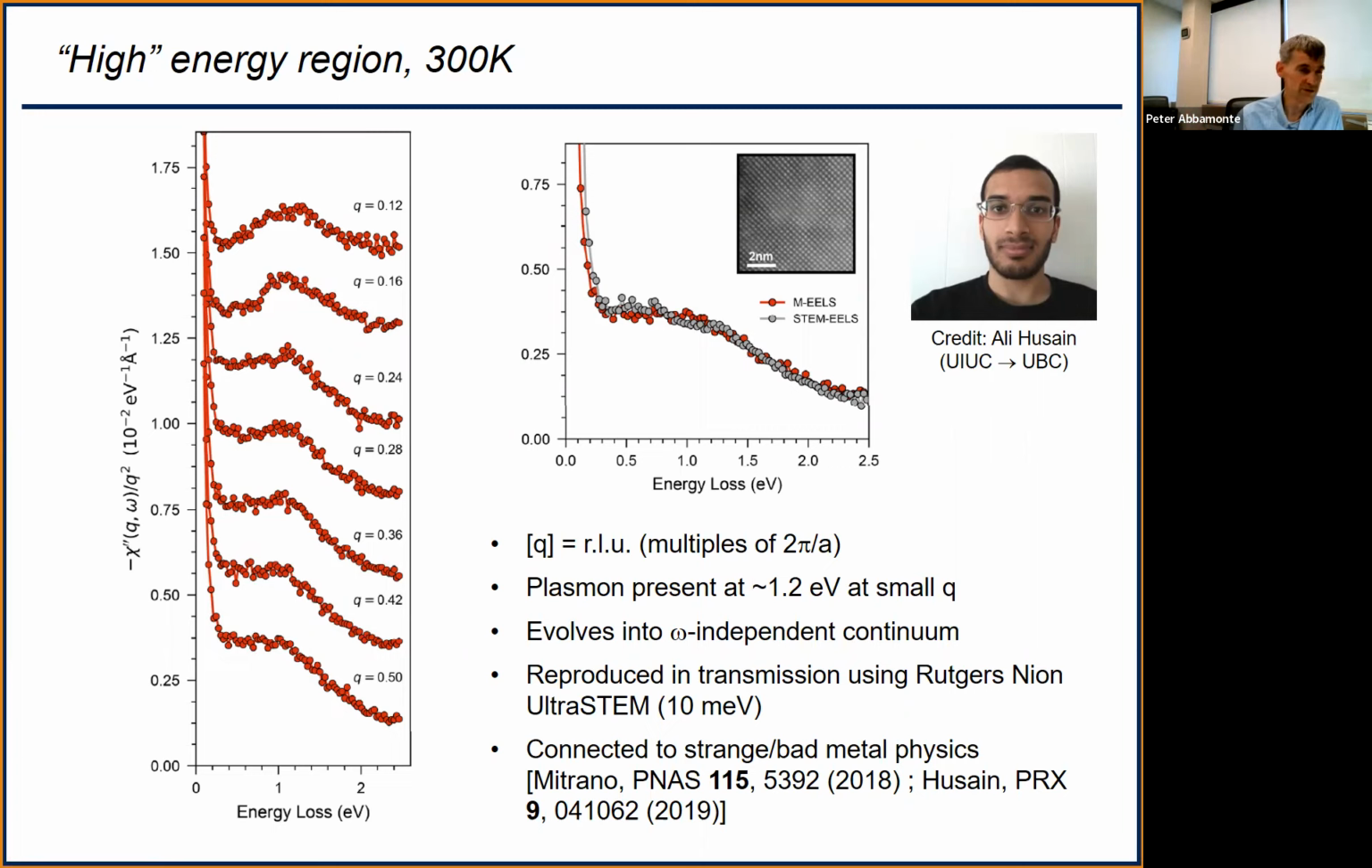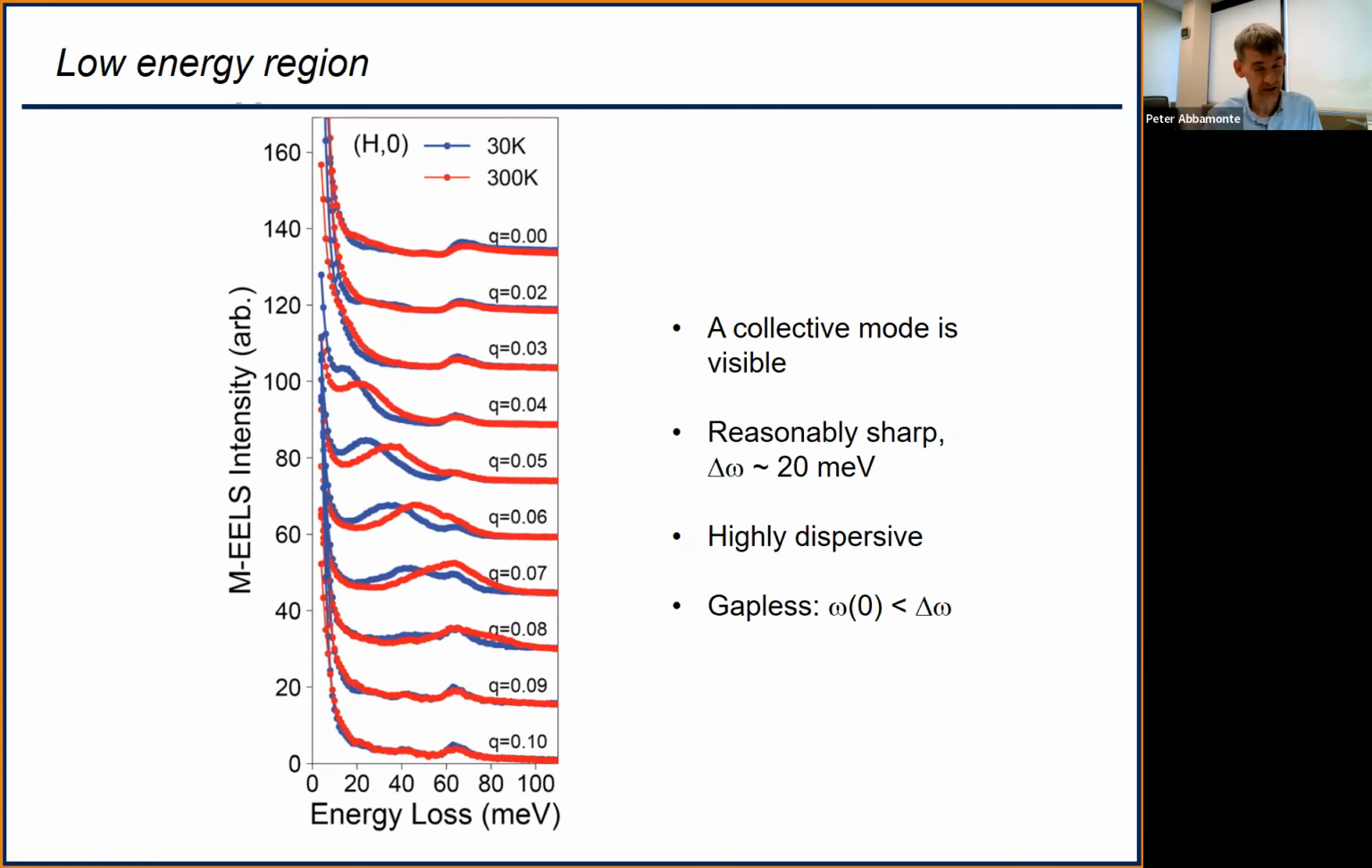So the thing that we're interested in this study is the low energy part. This is the same measurements now at much lower momenta and much lower energy. So this is starting at Q equals 0, 0.01, 0.02, 0.04. The highest momentum here is 0.1, so that's the inverse of 10 lattice parameters. And this is a function of energy loss, 100 meV full scale. So this is down in the milli-eV range.